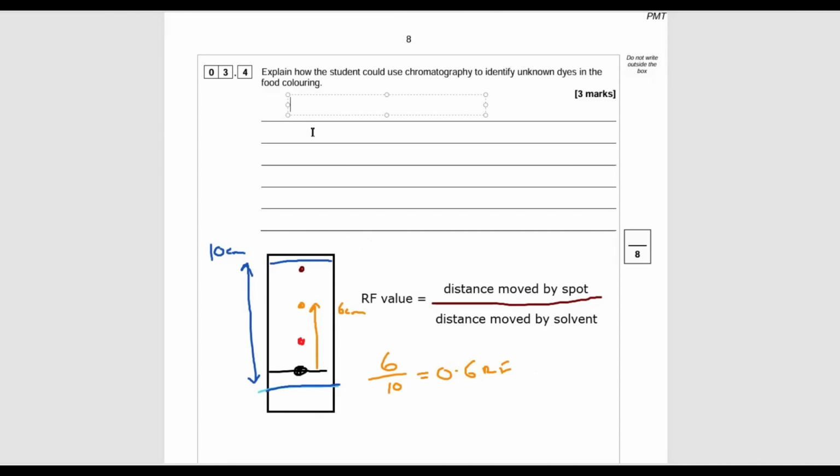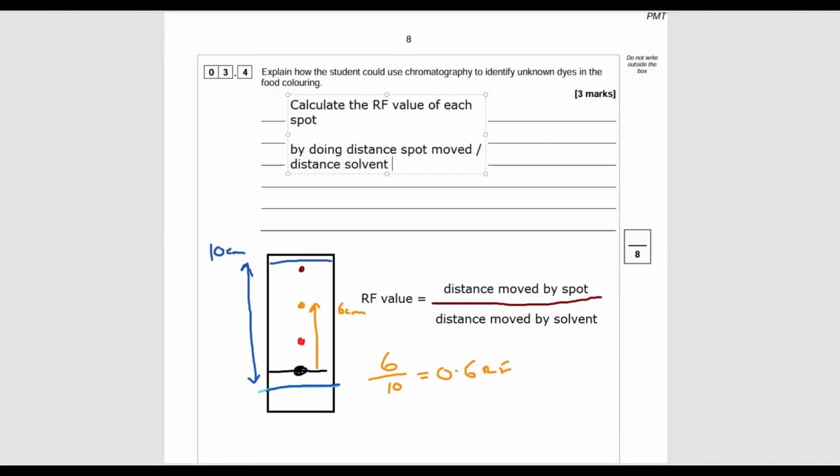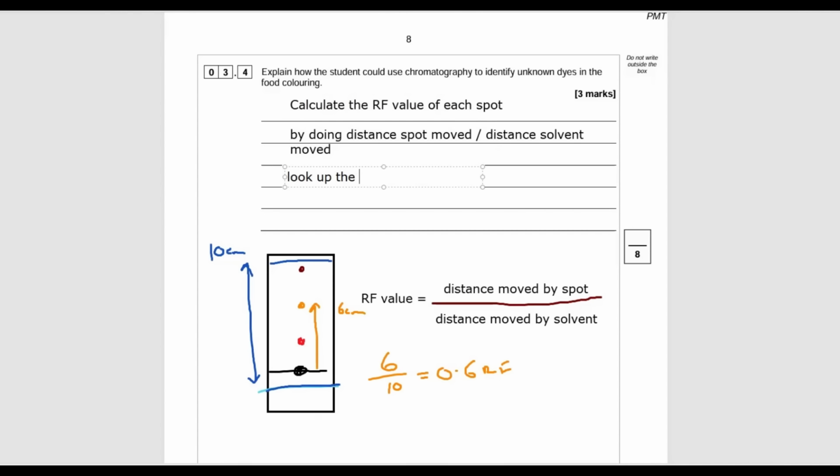Now, you could take your chromatogram and compare it to another chromatogram where they use the same solvent, and look to identify it like that. But I'm going to use the RF values. So what I'm going to say is: calculate the RF value of each spot by doing distance spot moved divided by distance solvent moved.